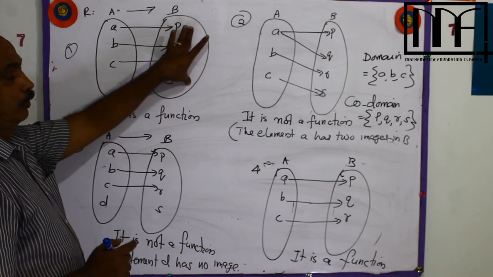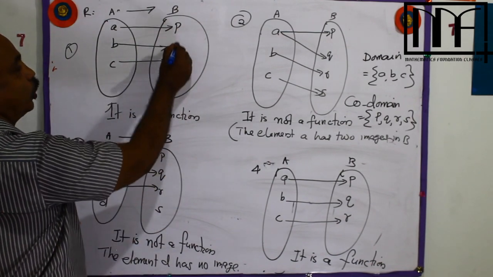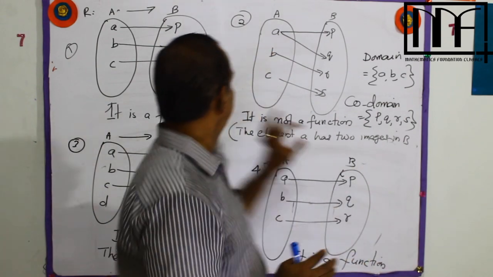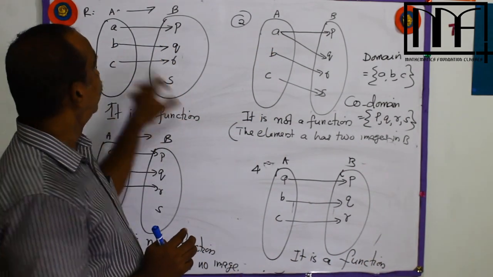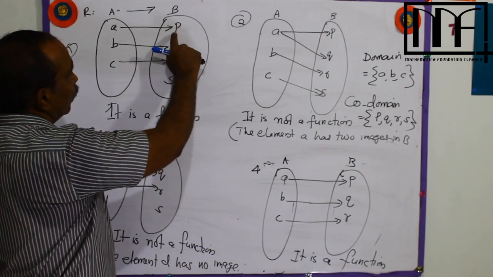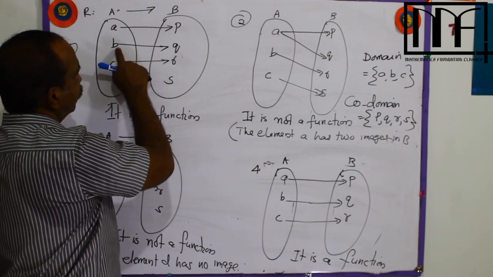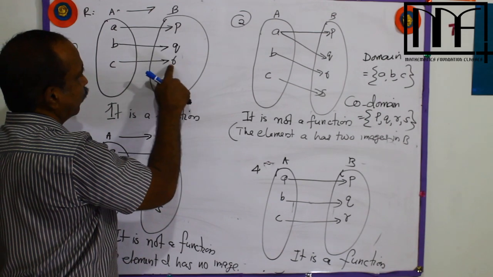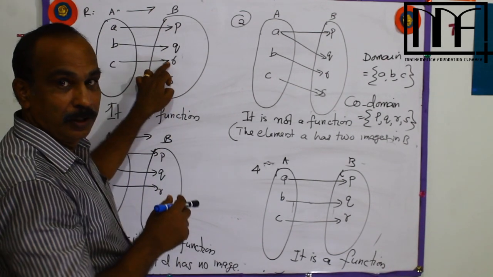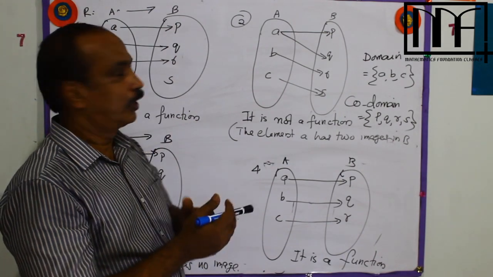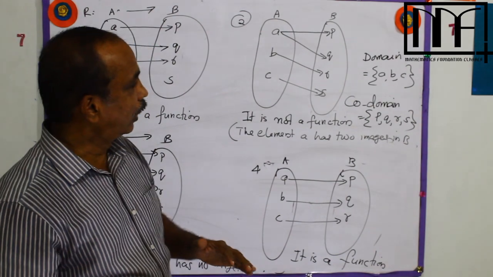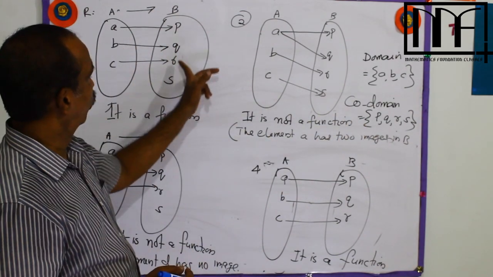And the range here is only PQR, because PQR are the only images. S is not the image of any element of A. Therefore, S is not used here. So the image of A is P, image of B is Q, image of C is R. Therefore, the range is PQR. If you want to know the range, then PQR are the elements in the range. But the elements in the codomain will be PQRS.